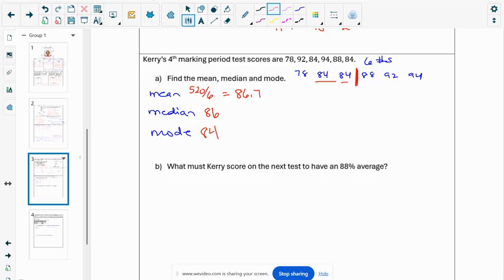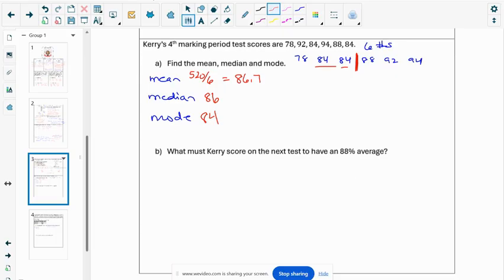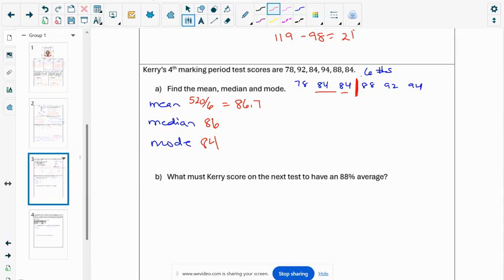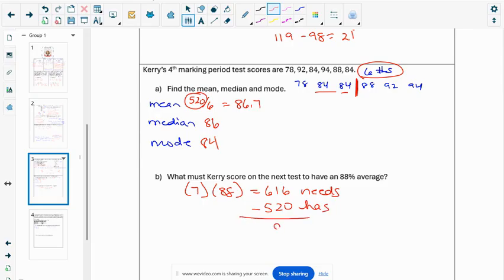What must Carrie score in the next test to have an 88% average? So if she has one more test, I already had 6 tests, so I'm going to have 7 tests. And I'm going to multiply that by 88. That would be the total number of points she needs. Now, back here we found she has 520 already, right? So I'm going to subtract that 520. That's what she has on the first 6. I subtract that and I get a 96. So that's what Carrie needs on her next test to have an 88% average.